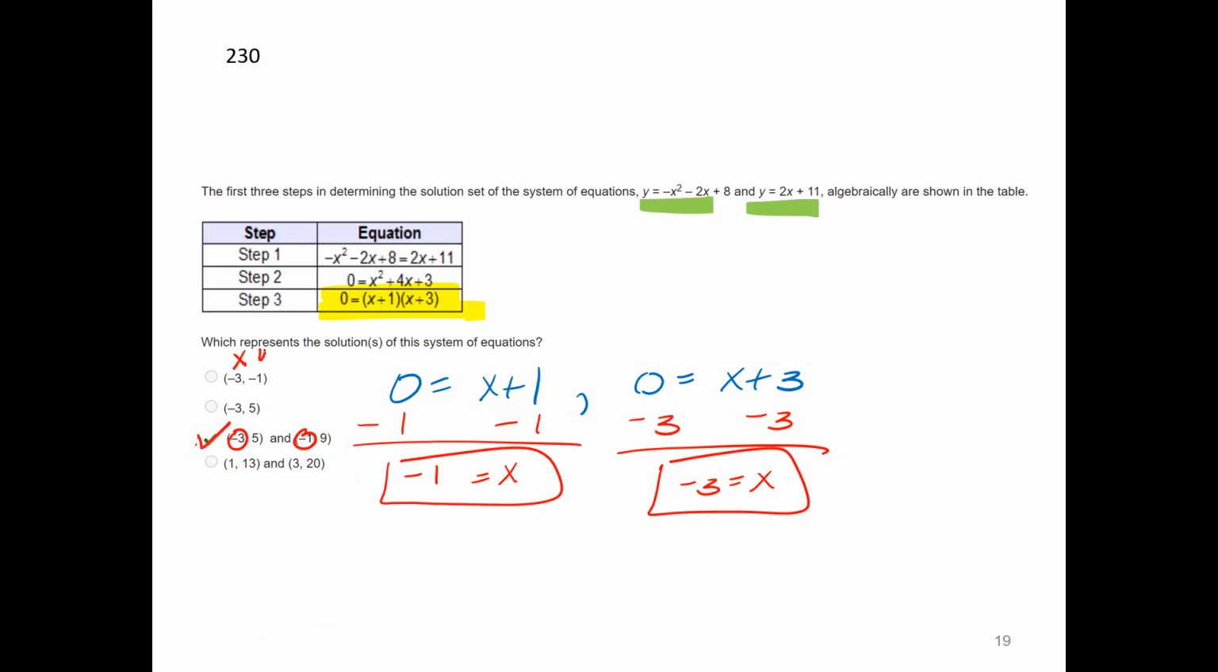This is saying x is equal to -3 and y equals -1, and that's not the case. Both x's are equal to -1 and -3, so it's not A. So don't get tricked by that. So C as in cat is the only answer that's possible.